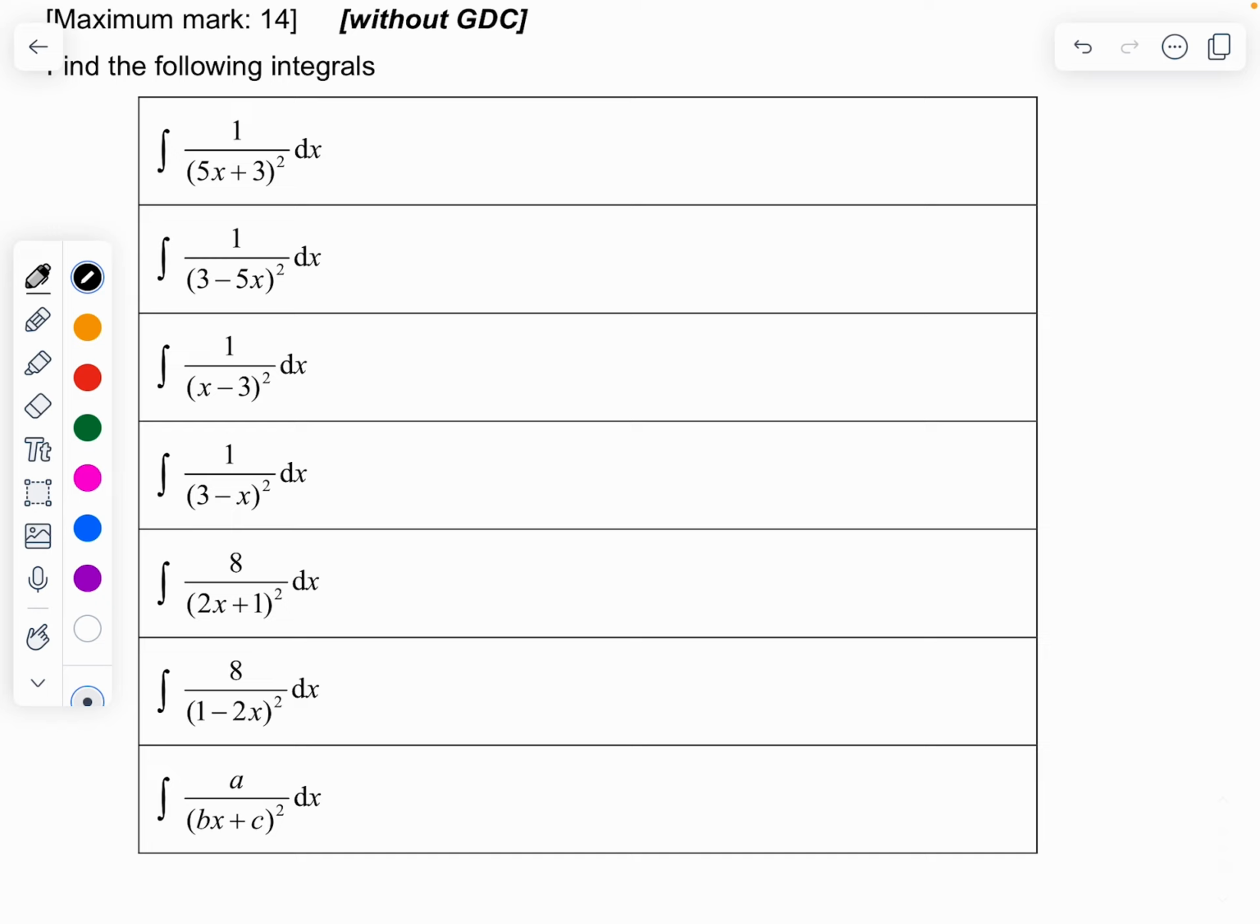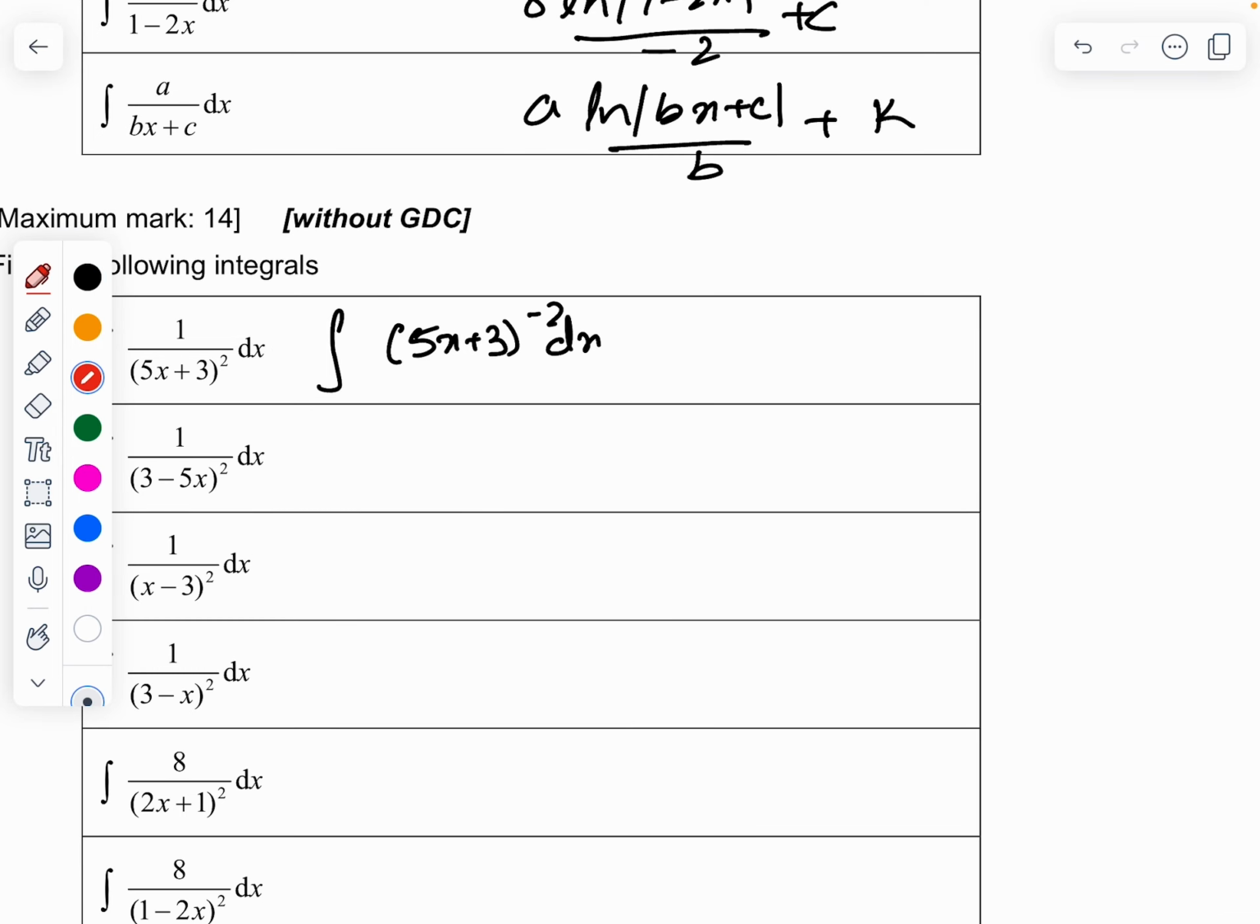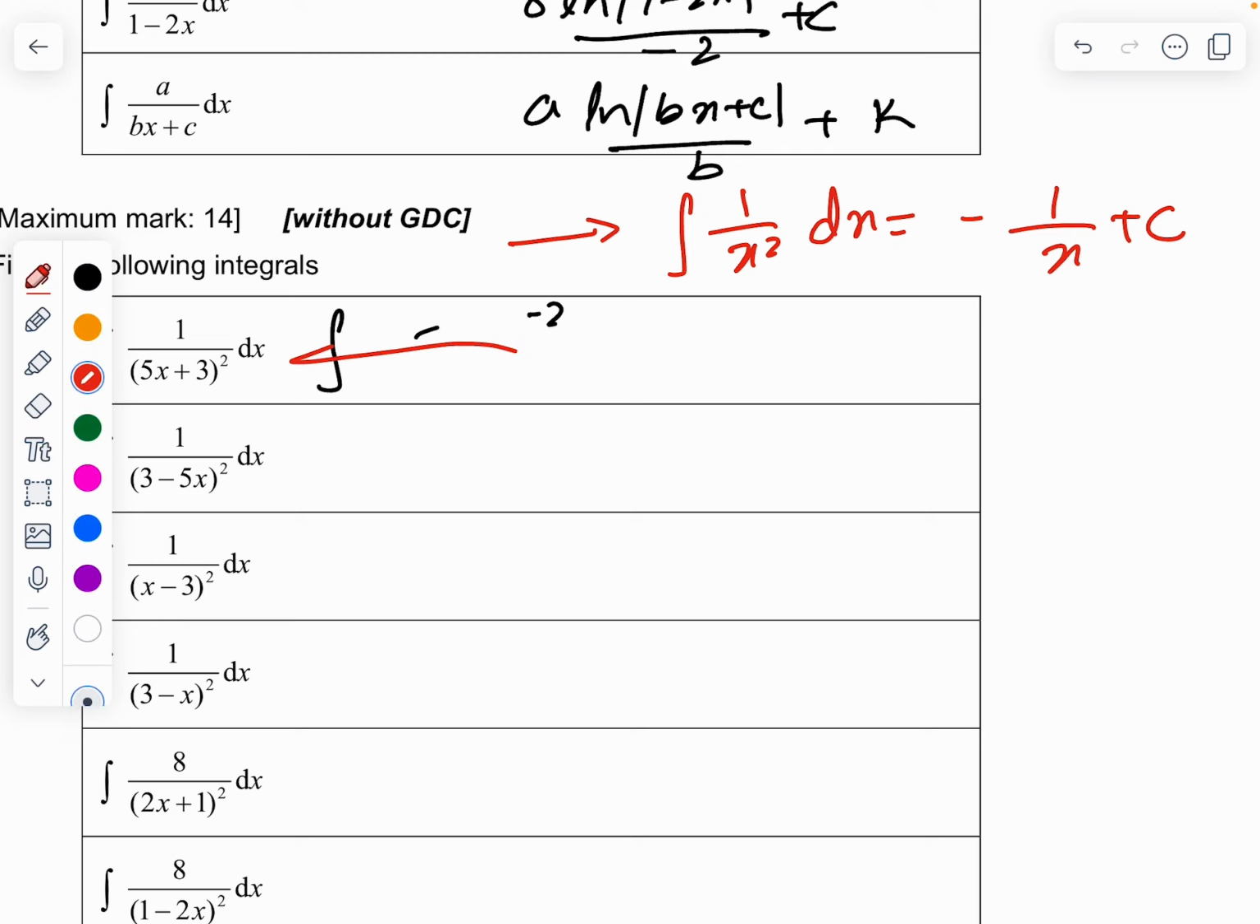Now this comes integral of 5x plus 3 whole to the power of minus 2. So basically we have to remember one simple formula for this one. Integral of 1 upon x square dx is minus 1 upon x. If I use this formula, that will be useful. So all the questions are of that kind.